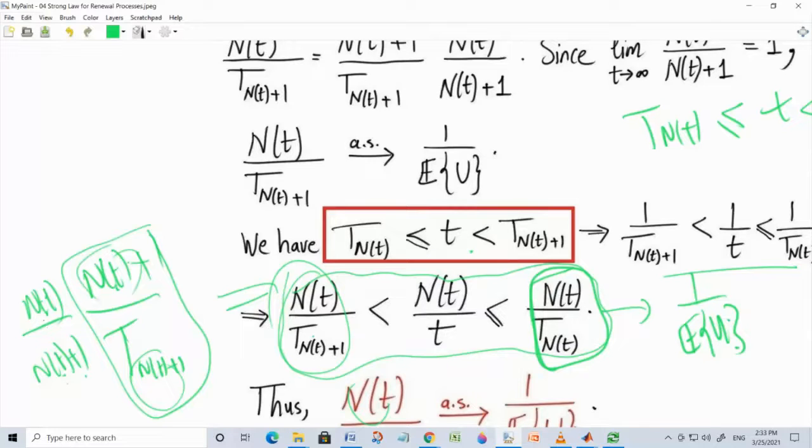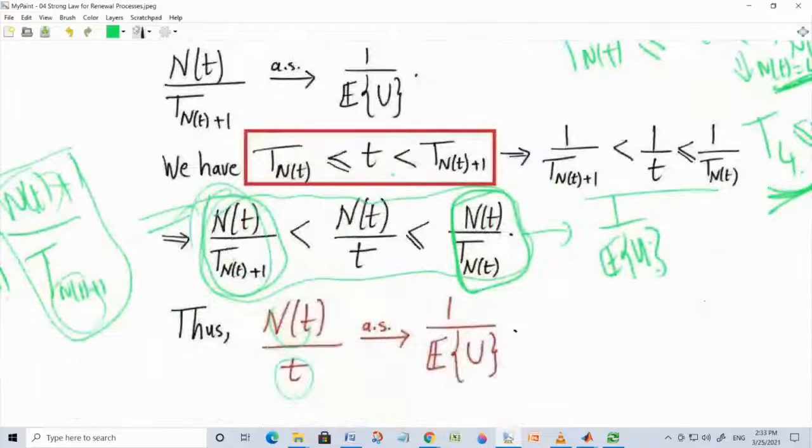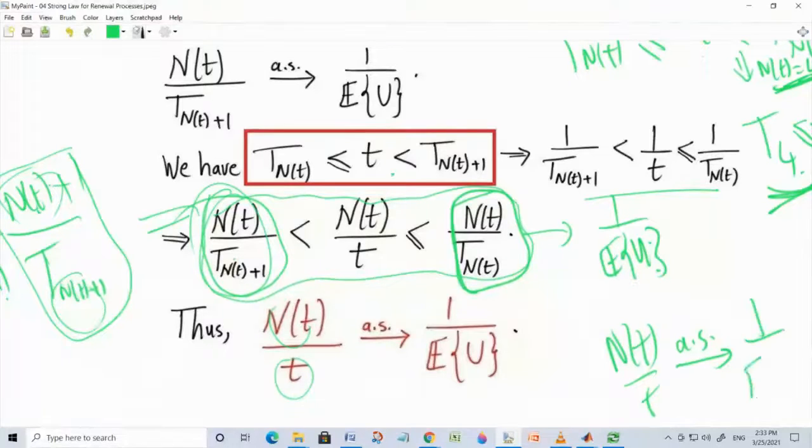What is the limit of this fraction as n of t gets very, very large? It's like a large number divided by the same large number plus 1. As this goes to infinity, this fraction will go to 1, and so this left-hand side will also converge to the exact value, which is 1 over the expected value of u, by the sandwich theorem. Now n of t over t converges almost surely to 1 over the expected value of u.